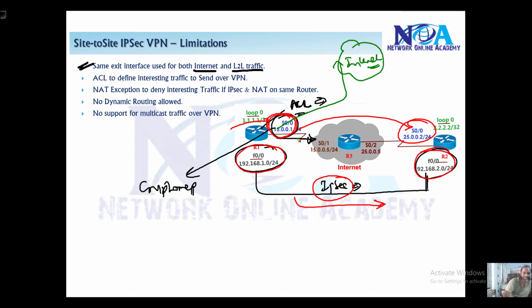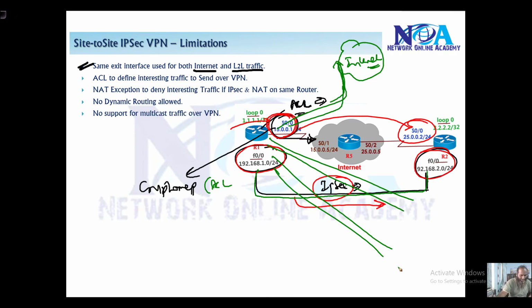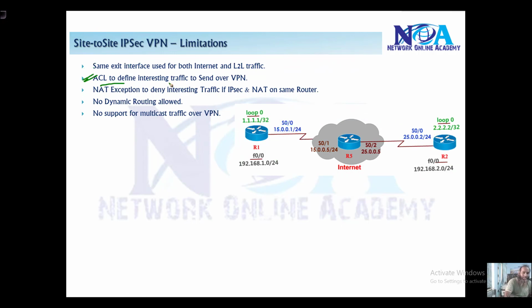So in order to differentiate your LAN to LAN traffic and the LAN to internet traffic, we need to write an ACL. And again, if you have hundreds of sites, that's really not an easy job. You cannot go and write an ACL for each and every site. Again, that is not a scalable option, because the same interface is used. So basically you have to differentiate the traffic which is going to the internet from the traffic which is going to the remote LAN. So we always need to define the ACL, as I said, to define the interesting traffic to be sent over the VPN.